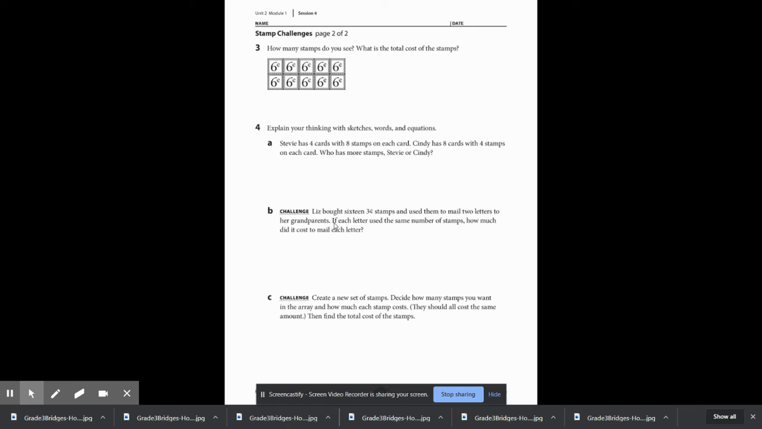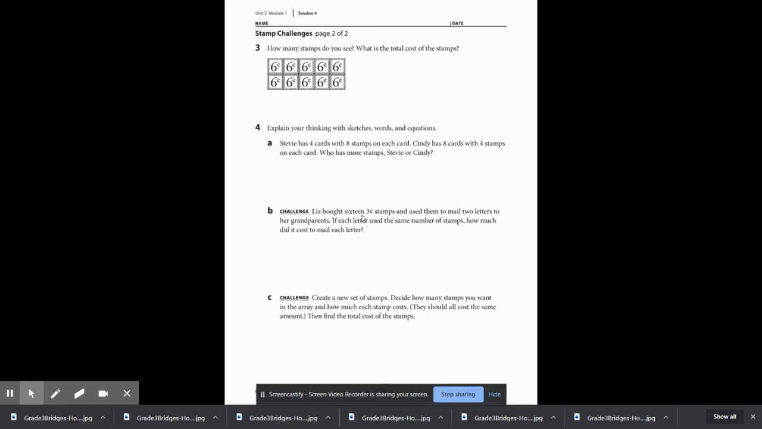Liz bought 16 3-cent stamps and used them to mail 2 letters to her grandparents. If each letter used the same number of stamps, how much did it cost to mail each letter? This is a 2-step problem. First, you have to figure out 3 stamps to mail 2 letters, 16 times 3, 16 stamps. All right, so that's 18, 3 times, or not 18, it's way more than 18. 3 times 16.